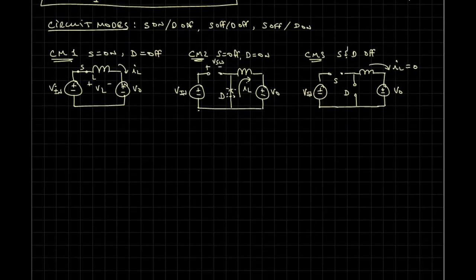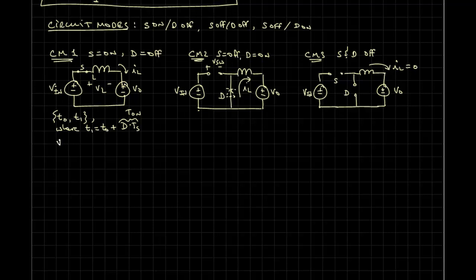Okay, so let's describe what happens in each of these circuit modes. When the switch is on, let's say the switch will turn on at time t0, and it'll turn off at time t1, where t1 is going to be equal to t0 plus D, duty cycle, times TS, right? And this we could define as the on time of the switch.